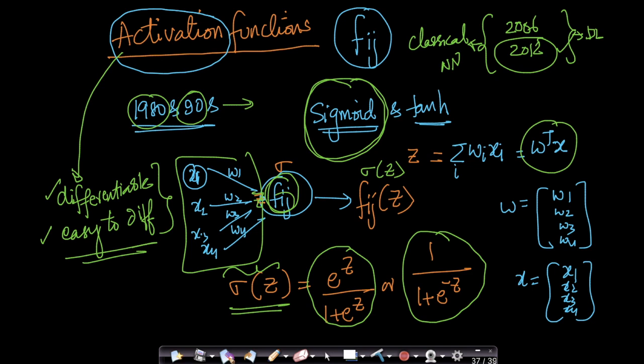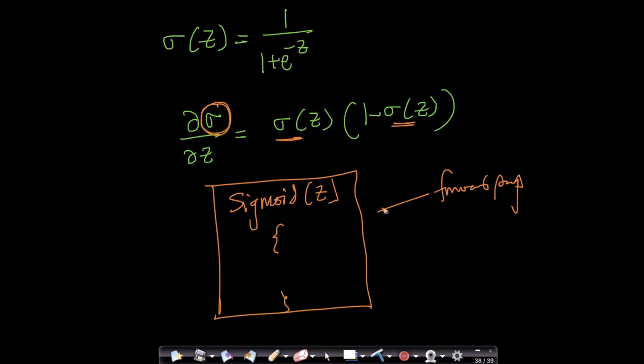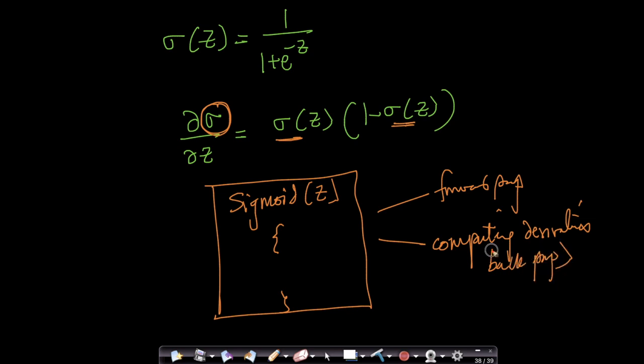Because what do you do in forward propagation? You exactly do this. You multiply the inputs with the weights and you forward propagate it. You simply forward propagate it. So you can use this function in forward propagation as well as in computing derivatives. And computing derivatives is what you do during the backpropagation stage to update your weights.